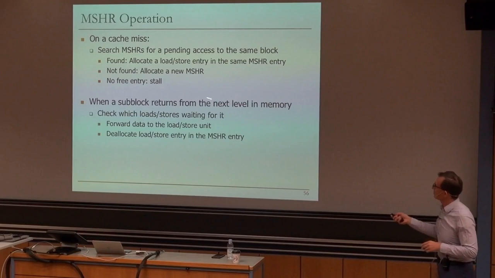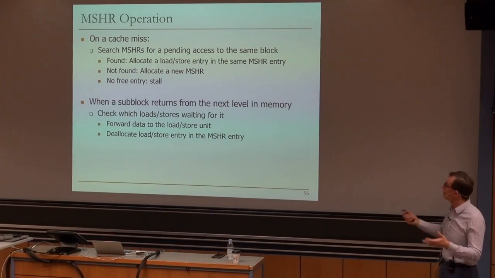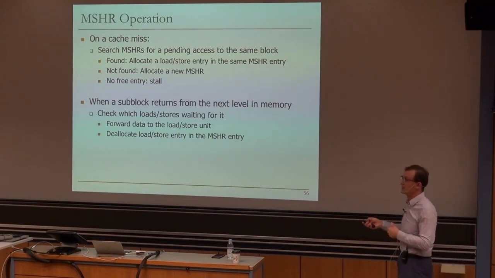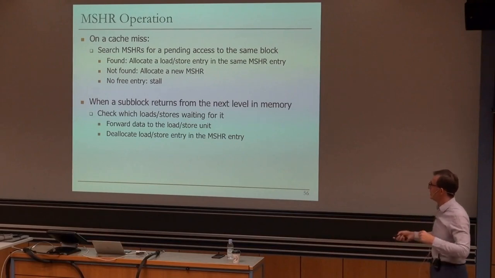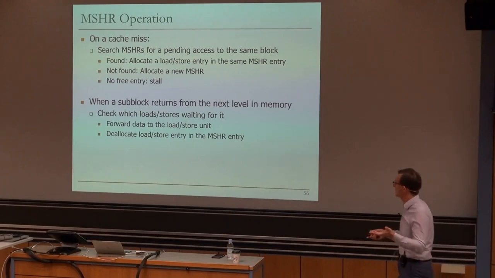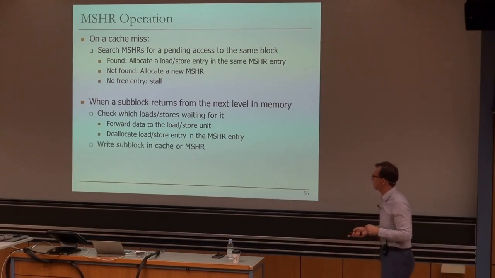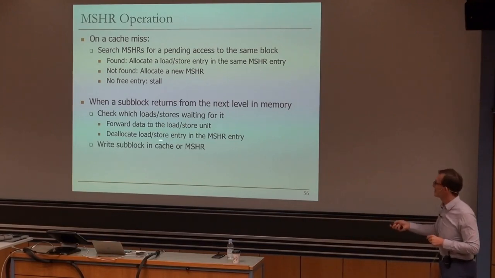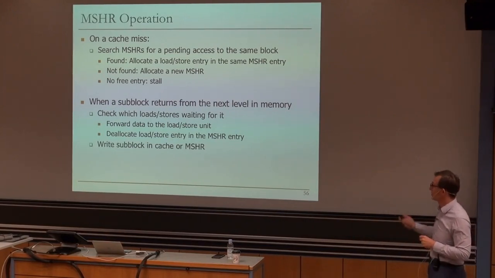When a subblock returns from the next level in memory, you check which loads and stores are waiting for it and forward the data to the load-store unit. And you deallocate the load-store entry in the MSHR entry. So it's very simple and obvious, I think. And you write the subblock in the cache or inside the MSHR.